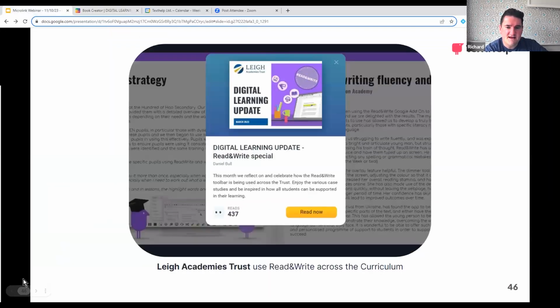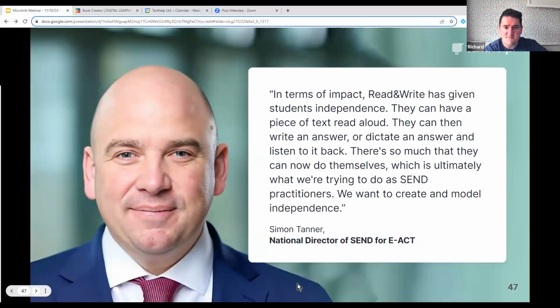And then finally, and possibly one of the most important things that can be achieved with the use of TextHelp tools such as Read and Write and OrbitNote, Simon Tanner, who's the National Director of SEND for EACT. In terms of impact, Read and Write has given students independence. They can have a piece of text read aloud, they can then write an answer or dictate an answer and listen to it back. There's so much that they can now do themselves, which is ultimately what we're trying to do as SEND practitioners. And we want to create a model independence.